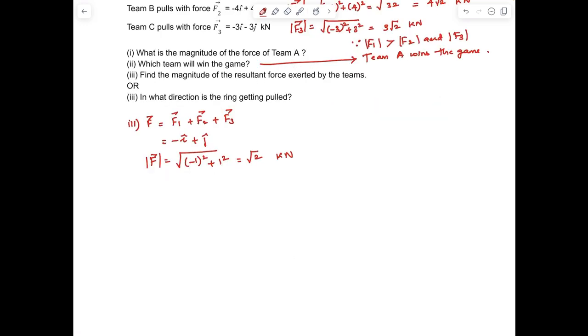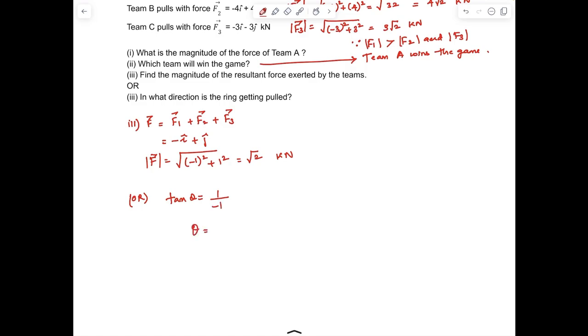The second part of the third subdivision. In what direction is the ring getting pulled? So to get this, we will find the tan theta. Tan theta is nothing but the j component by the i component.